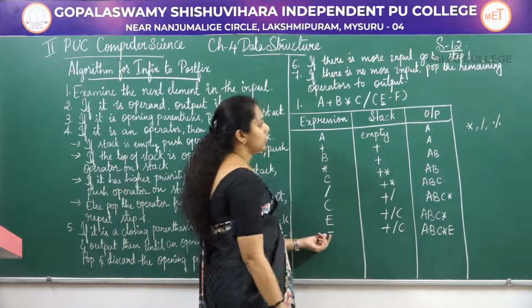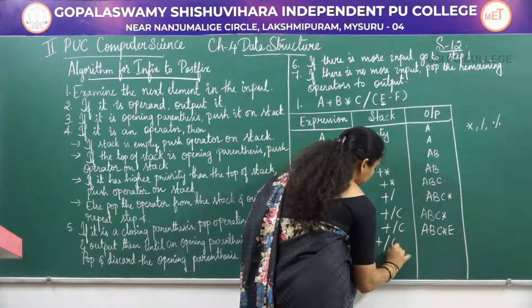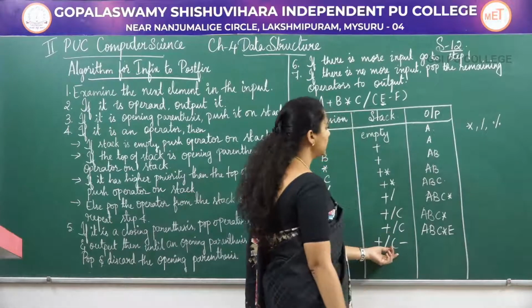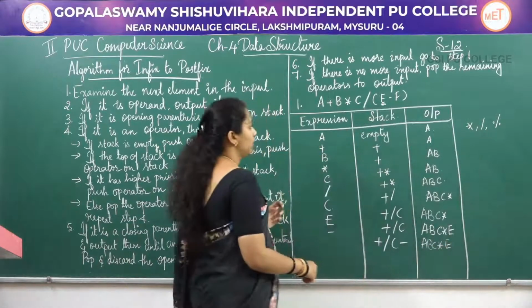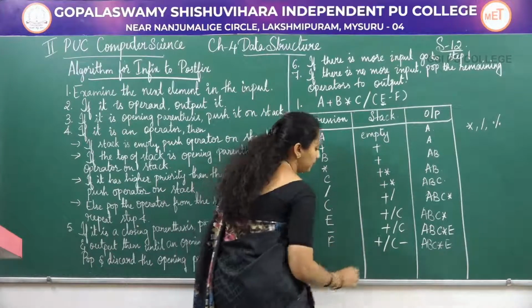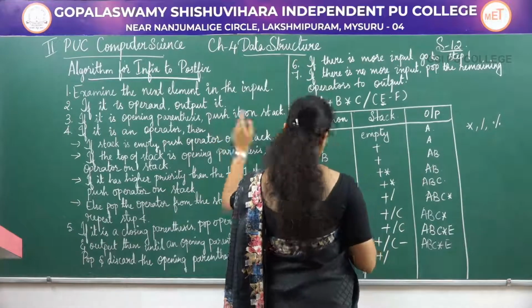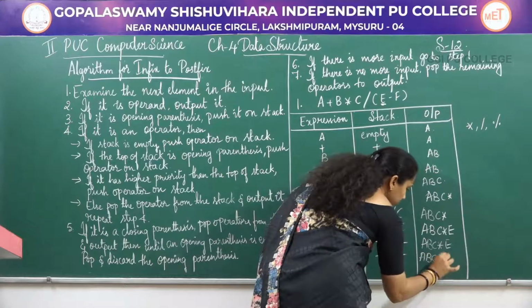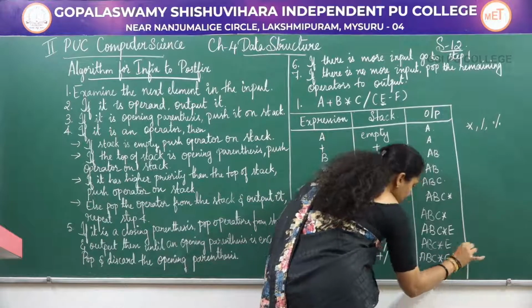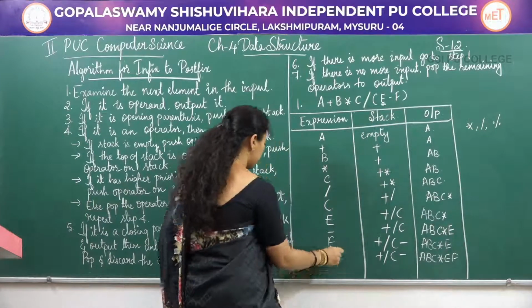Next, minus is an operator, so we push it into the stack. Next is an operand, that is F. We are going to output it. So the output is E F. Next is a closing parenthesis.